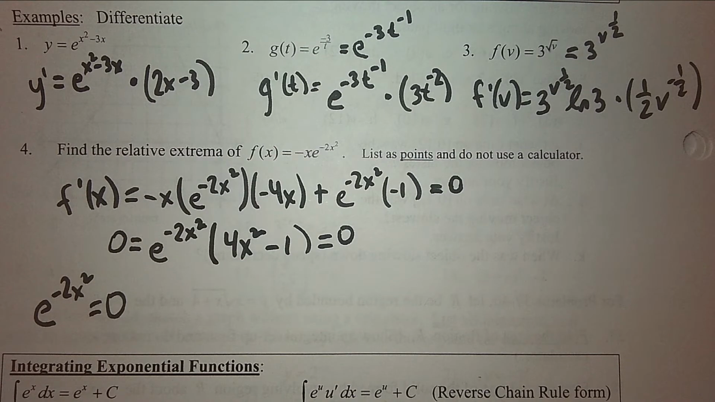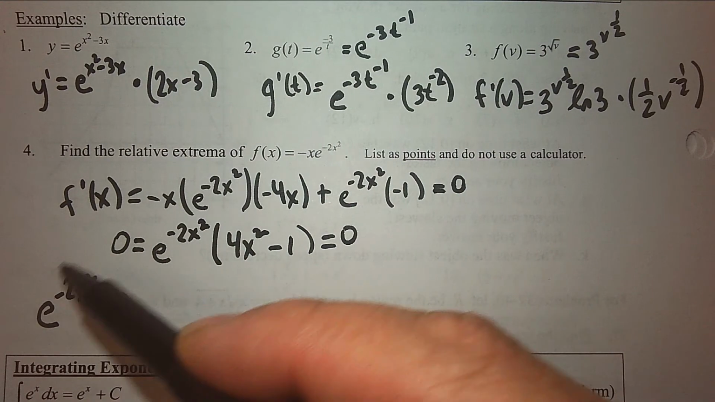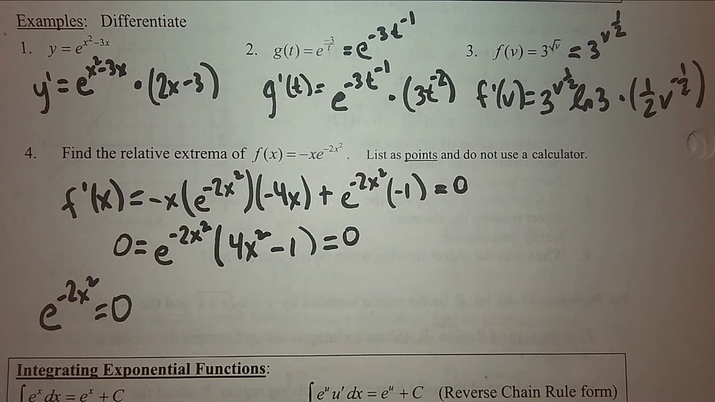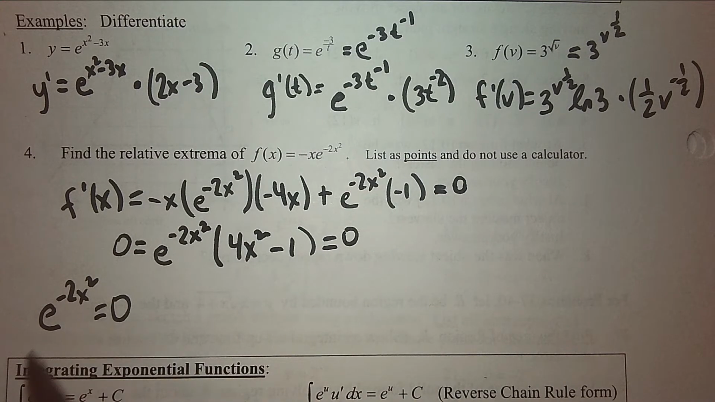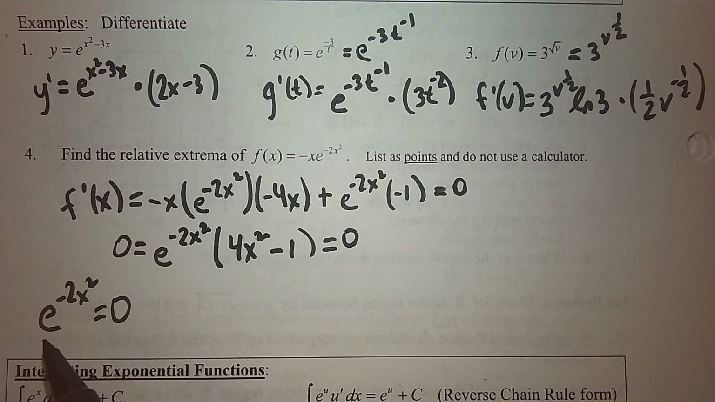How would you solve that equation? It's an exponential equation. You try to make the bases the same. Is that possible here? E to any exponent, would it ever equal 0? No, because no matter what number you plugged in for x on the left, it would always be positive. If I plugged in a negative number for x, if I plugged in 0 for x, if I plugged in any positive number for x, the answer would always be positive. It could never be 0.